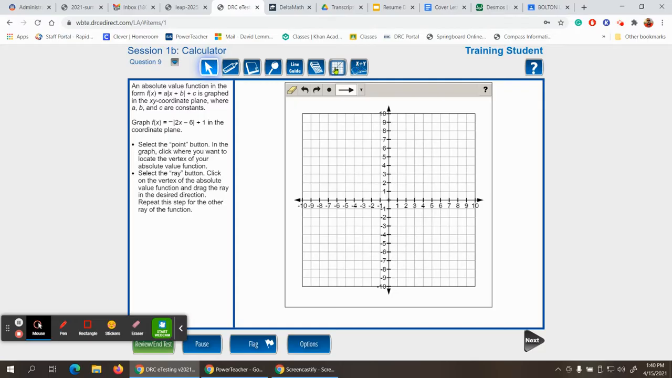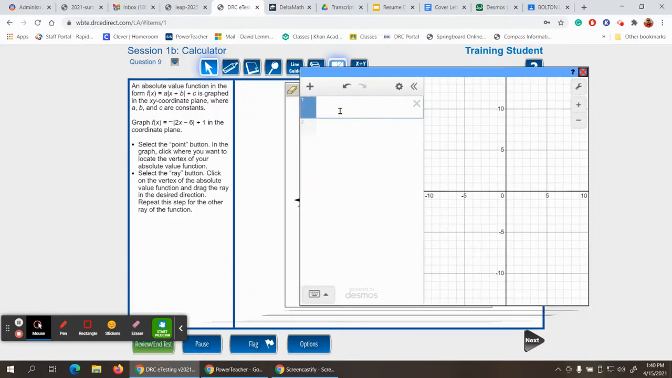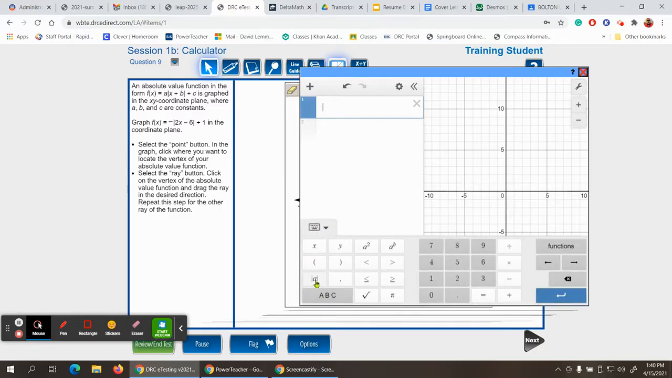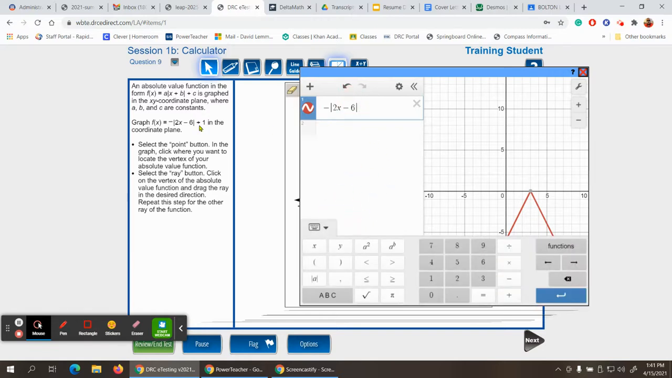All right, so here we have graph this absolute value. Then it wants us to graph it here. So I go into Desmos, and I enter in the absolute value. Absolute value is this symbol right here. All right, so I need to put a negative in front of that. Absolute value of 2x minus 6. Close the absolute value, right? And then plus 1.